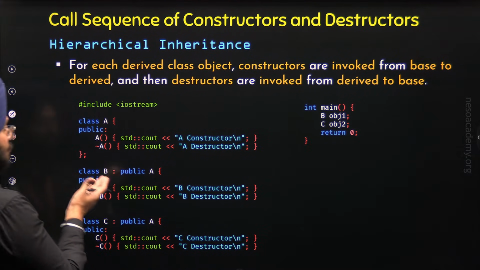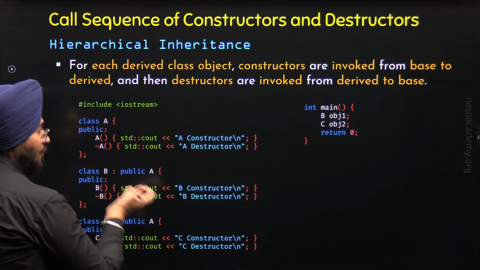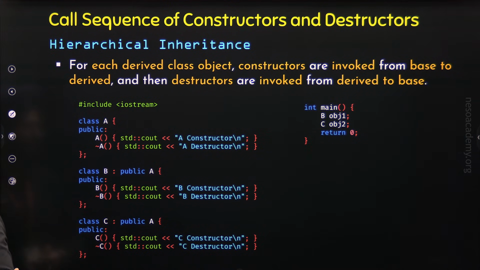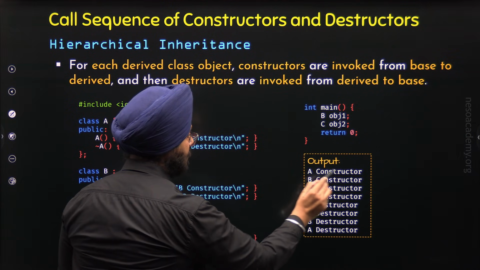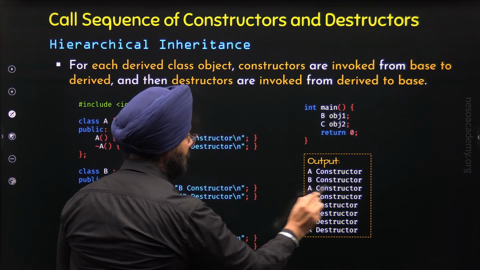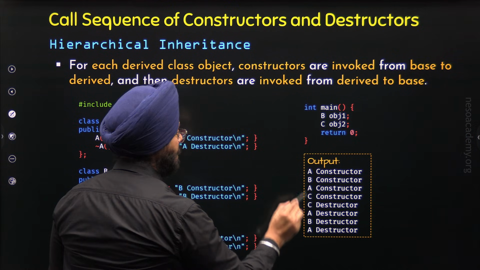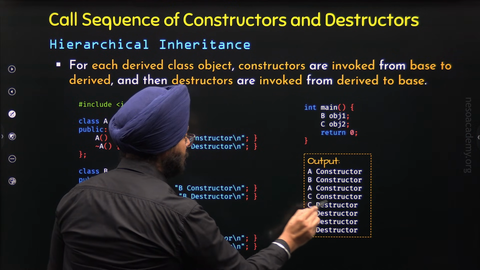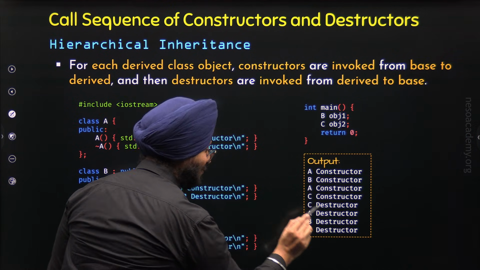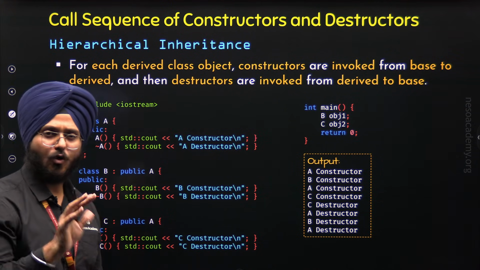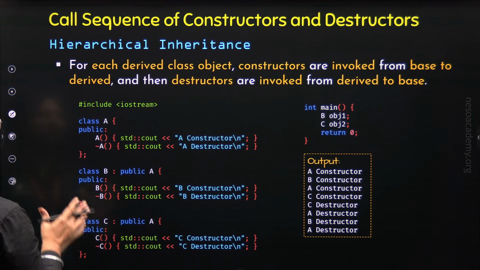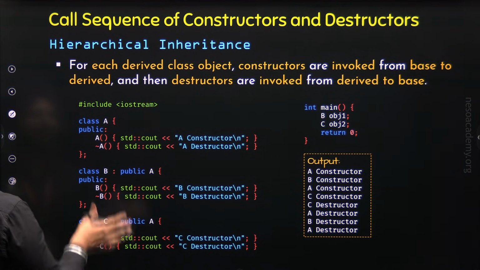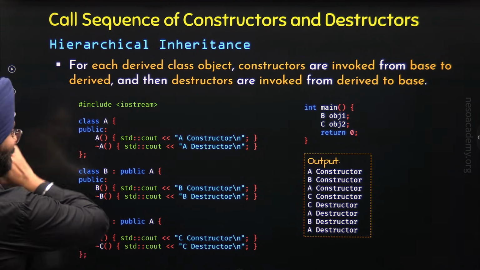And after this, the destructors will be called in the reverse order as usual. So this is the output we will get. A constructor, B constructor, A constructor, C constructor, then C destructor, A destructor, B destructor, A destructor. I hope this is completely clear to you. So this is the call sequence of constructors and destructors in case of hierarchical inheritance.